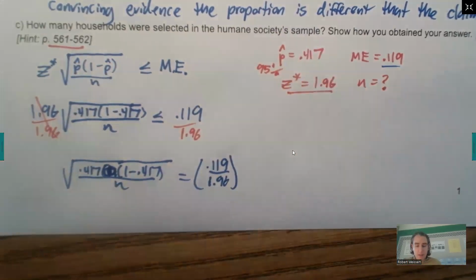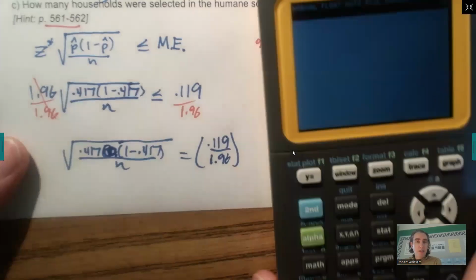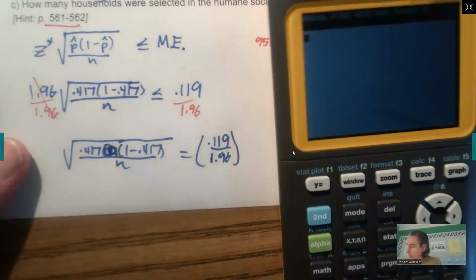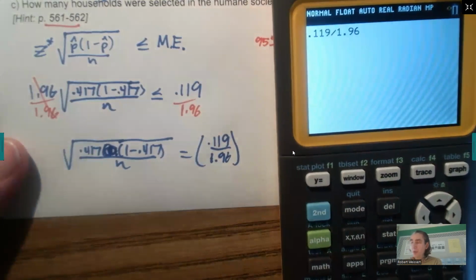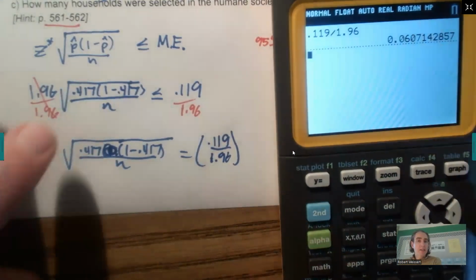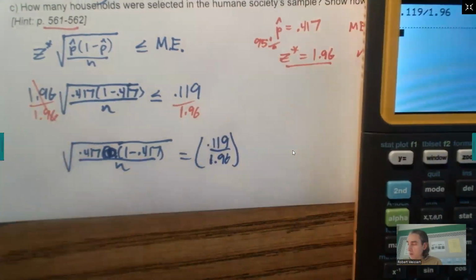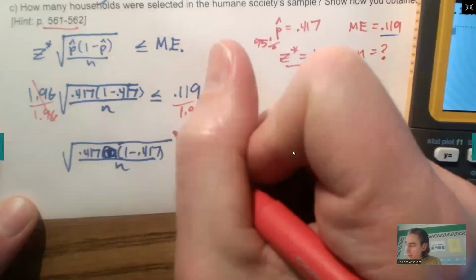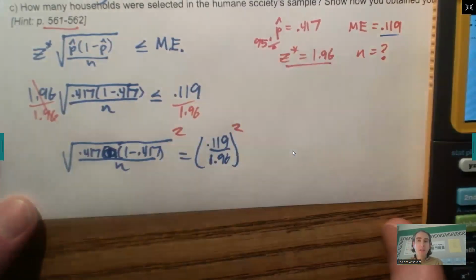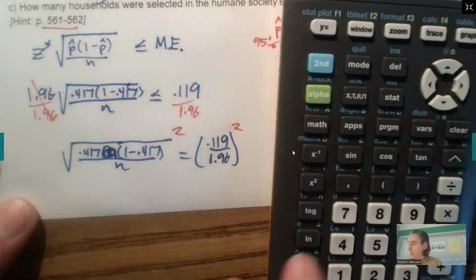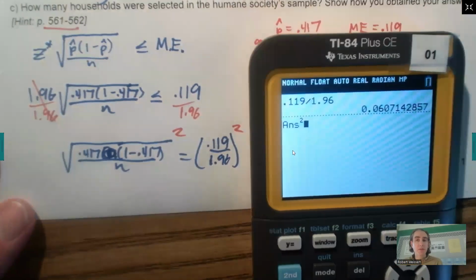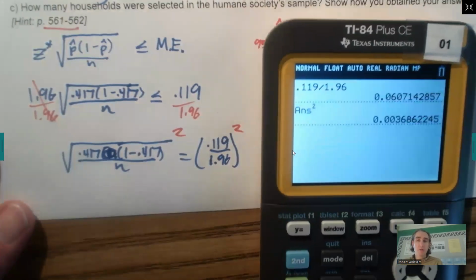I'm going to go ahead and put that in the calculator. When you get your graphing calculator, you're going to want to do these steps all together. So we'll do 0.119 divided by 1.96, and just press enter and leave that alone. The next step is to undo the square root, so you'll square both sides. What I do here is leave that in, go down here, and press the x squared button. That'll take your previous answer and square it. You can also scroll up and do that.